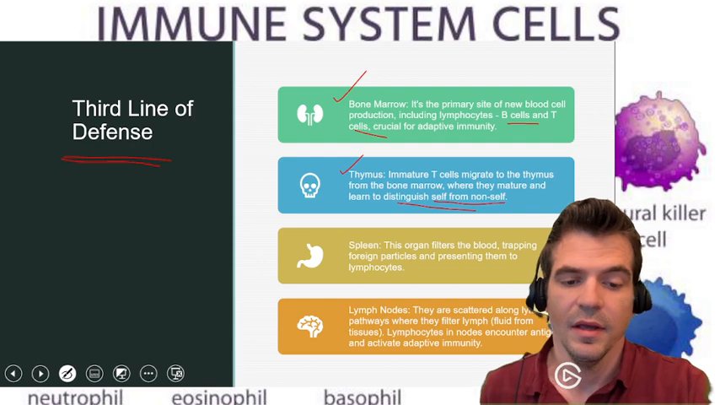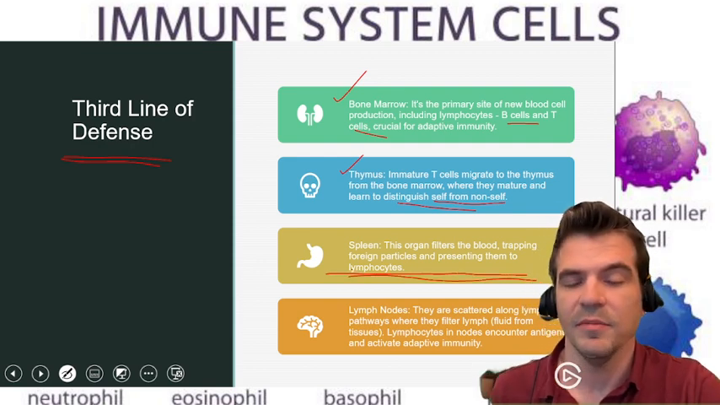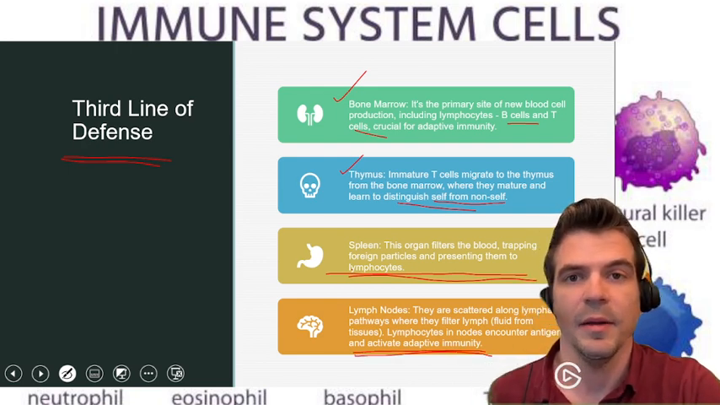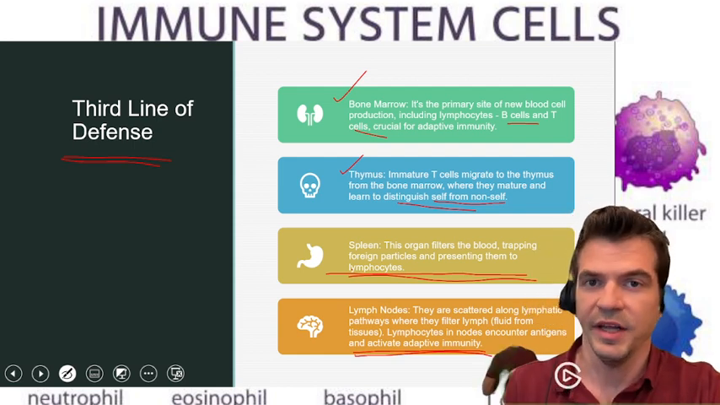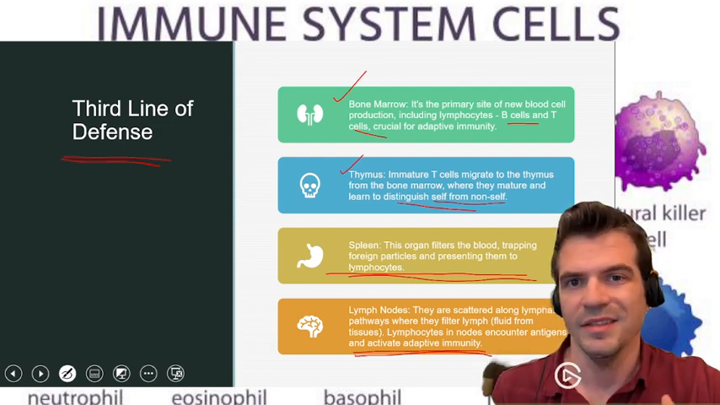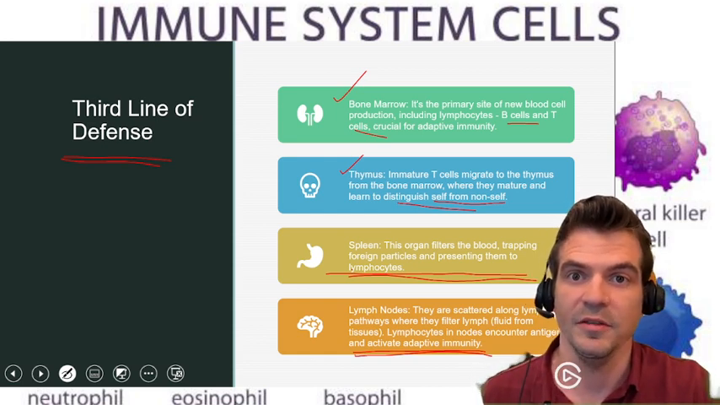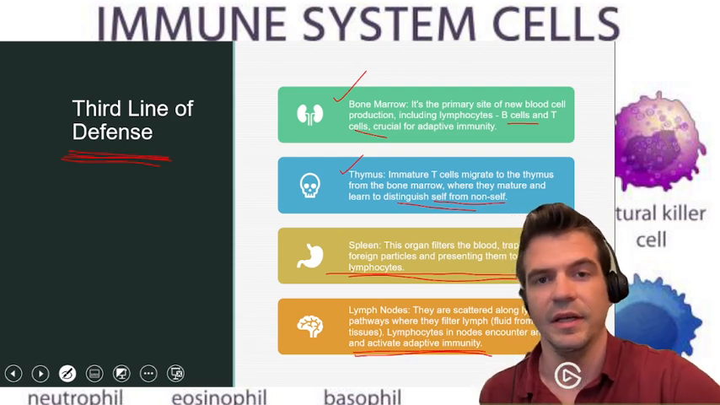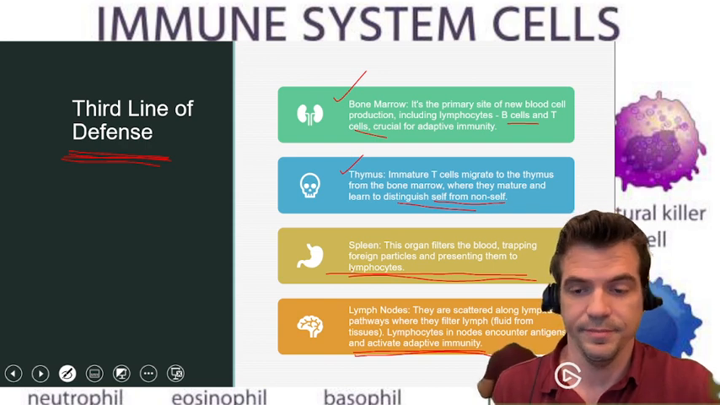The spleen filters blood, trapping foreign particles and presenting them to the lymphocytes. The same goes for the lymph nodes. We learned in the first couple of slides of innate immunity that the spleen and the lymph nodes act like a netting, trapping the pathogens there before they can spread and give us an infection. So the third line of defense is the adaptive immunity, and it also includes leukocytes.